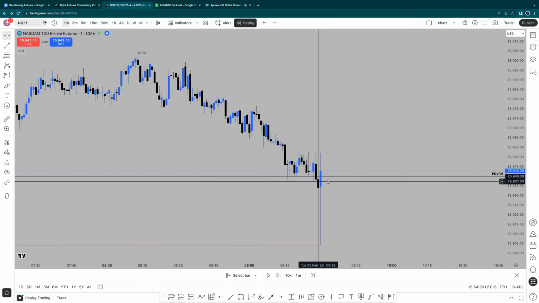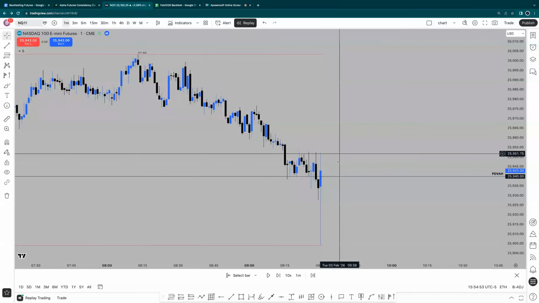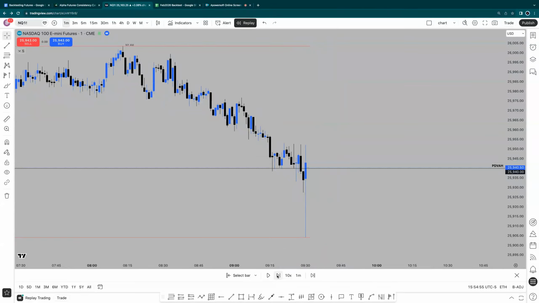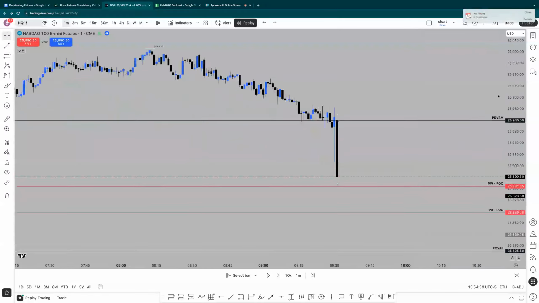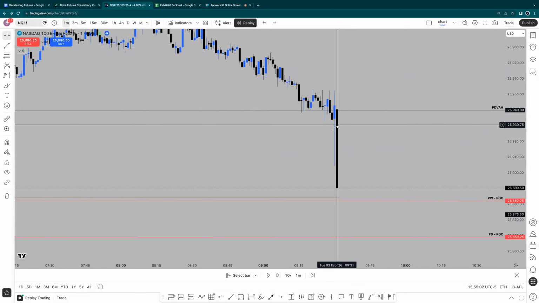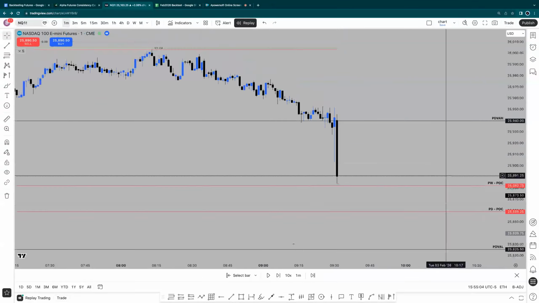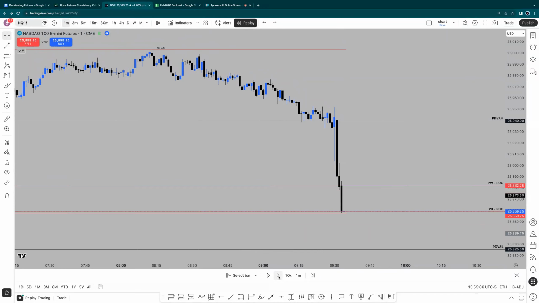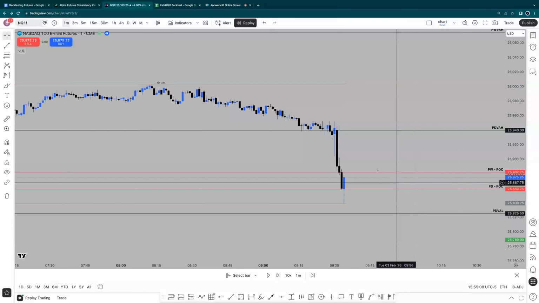Okay, so we open. So let's see if we break above these highs, I'll probably look to take a long position off this trade. But that does not happen. We absolutely obliterate to the downside. Okay, so let's see what happens at open. Oh wow, we continue to short.